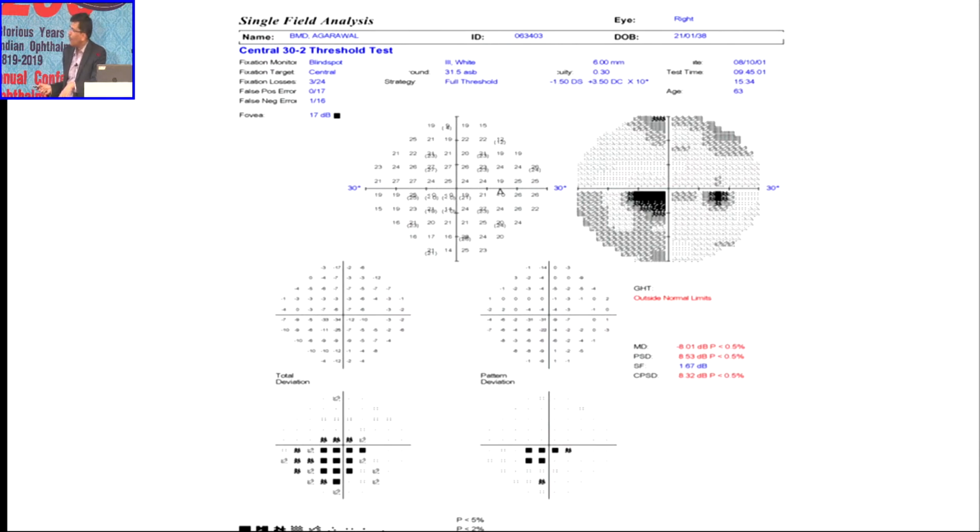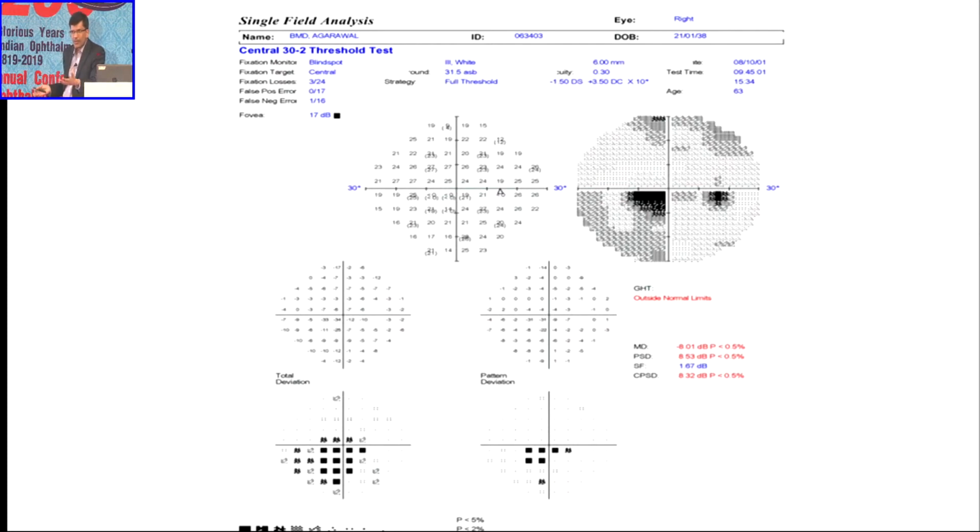What you must look at is the foveal threshold. What is the foveal threshold? Can you see it? No? It's 17. It's much lower than the other points. Yes? Fovea should have the highest threshold.